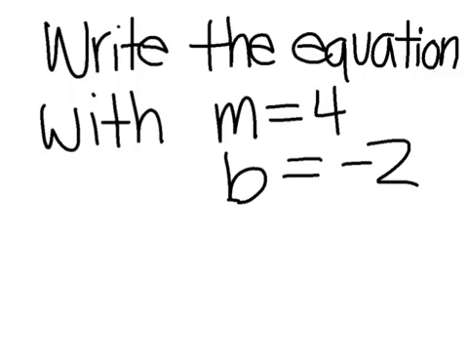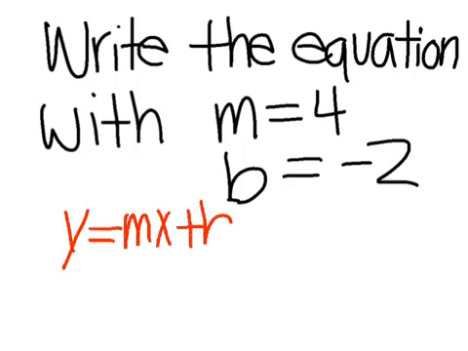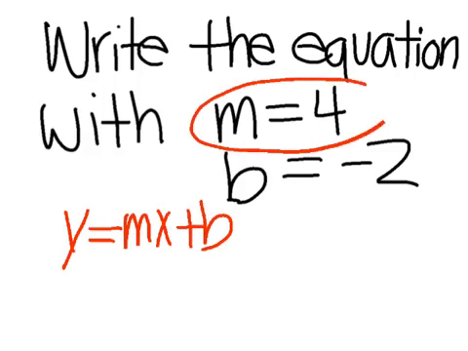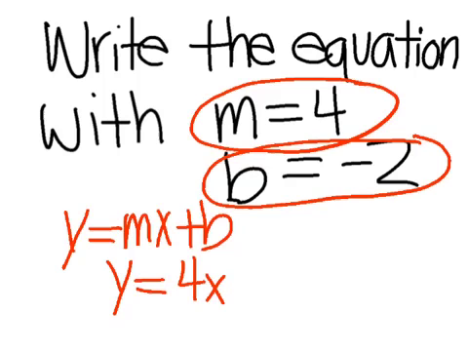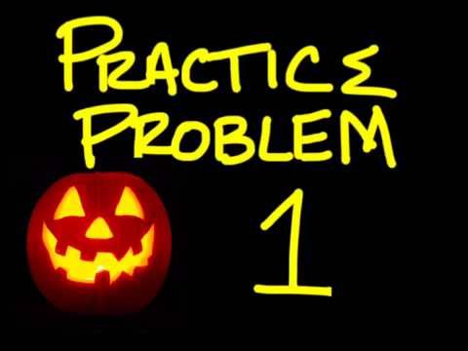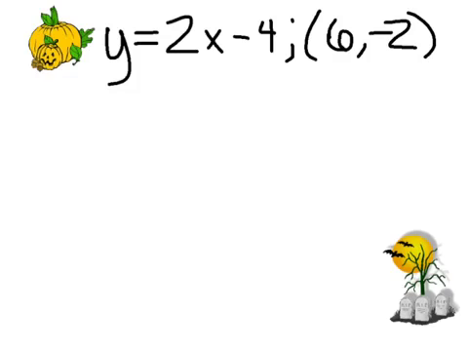Alright, walk by alert. We need to put our m and our b into y equals mx plus b. Our m, which is our slope, is 4. So we put that in for m, and our y-intercept is negative 2. So our equation should be y equals 4x plus negative 2. Okay, go ahead and find a line parallel to this line that moves through this point.